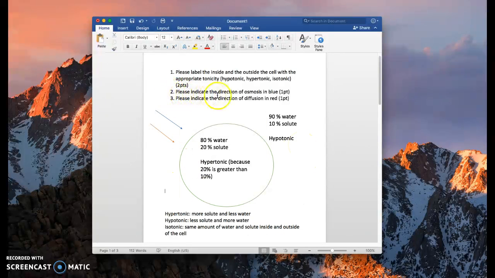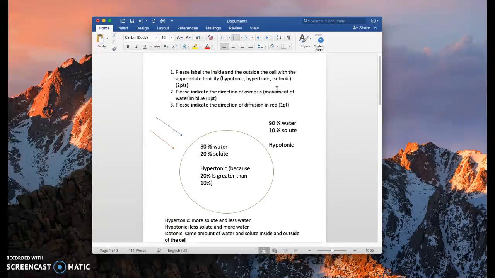So now we need to move on to indicating the directions of osmosis. Now for osmosis, you have to remember that osmosis is the movement of water. So we need to look at where the high concentration of water is. Remember, since this is passive transport, it has to move from high to low. So we can see here that the high water concentration is on the outside. So we're going to take our blue arrow, we're going to spin it around. And we can see that osmosis moves water from the outside to the inside.